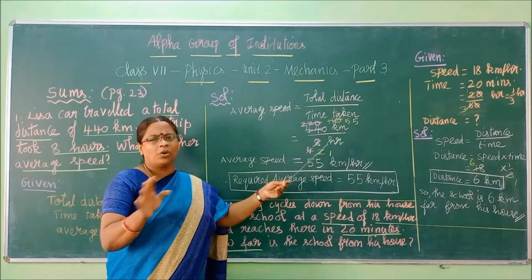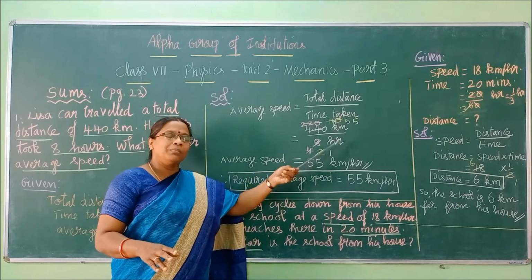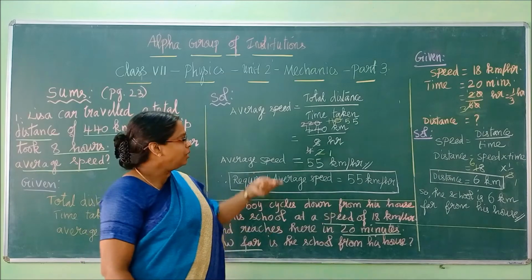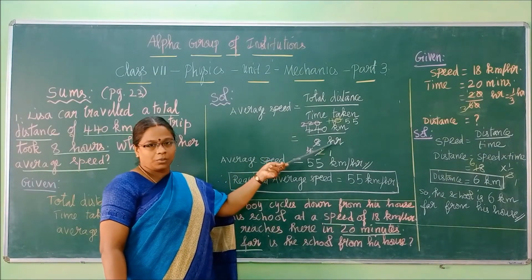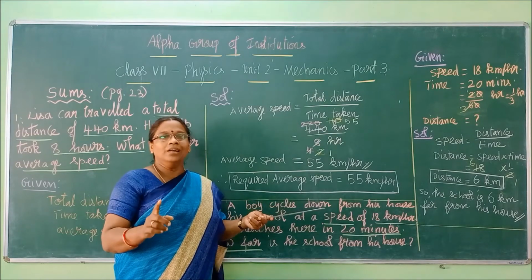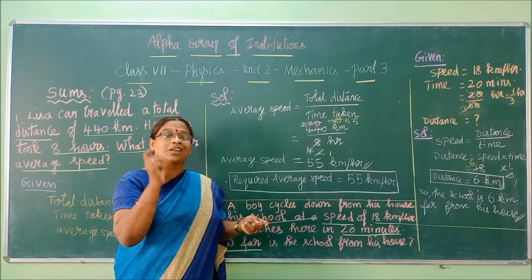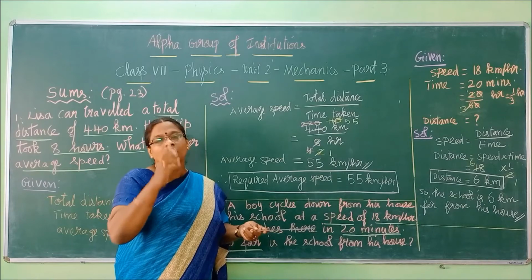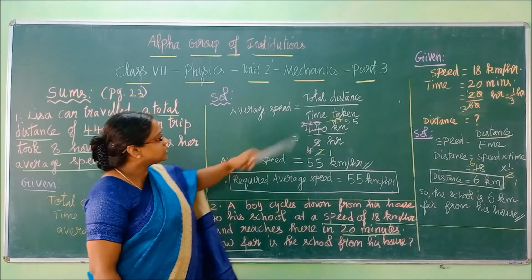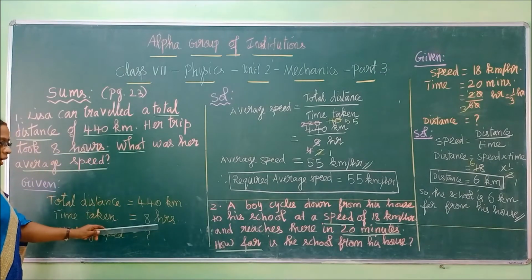Children, usually we don't write the units here. But as it is the basic model sum, first sum, I have written the units here. As you get practice, units need not be written, but you have to know what correct units you have to write for every quantity. So 440 km. What is the time taken? We have written here 8 hours.